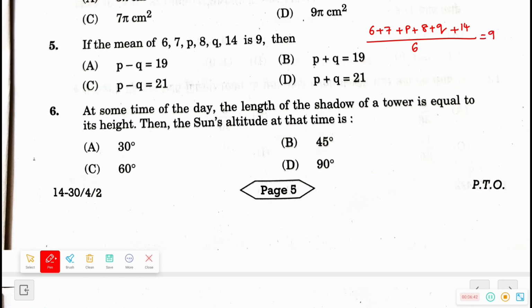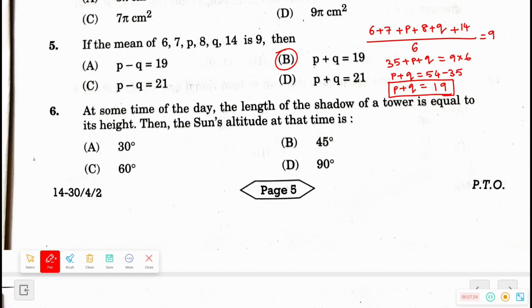Then we have to add this: 6 plus 7 is 13, 13 plus 8 is 21, 21 plus 14 is 35, 35 plus p plus q is equal to 9 into 6, after transposing 6 to that side. So p plus q is equal to 54 minus 35. How much? 14 minus 5 is 9, then 4 minus 3 is 1. So p plus q is equal to 19. Which option is that? Option B is correct. Question number 5, option B is correct.